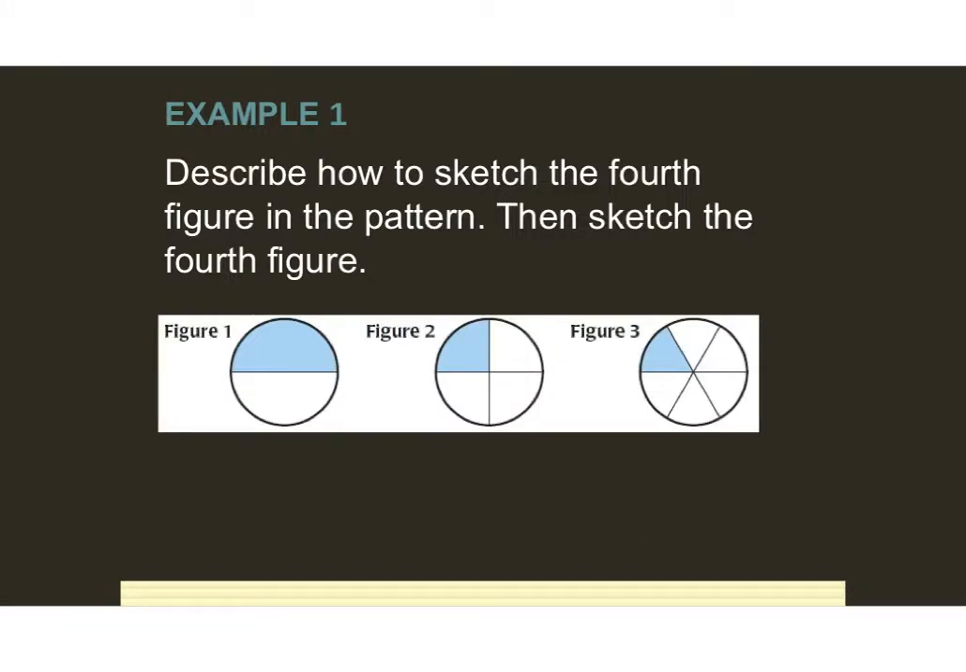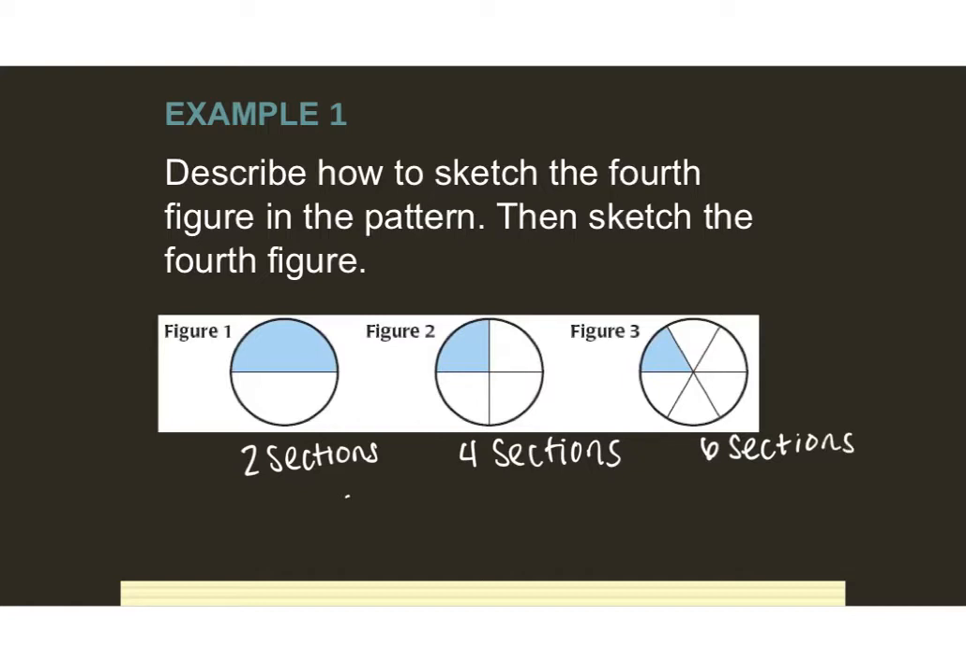All right, example 1. Describe how to sketch the 4th figure in the pattern. Then sketch the 4th figure. So for this one, let me see if I'm able to, there we go. Okay, so figure 1, the circle is split up into 2 sections and one of them is filled. In figure 2, it's split up into 4 sections. And figure 3 is 6 sections.